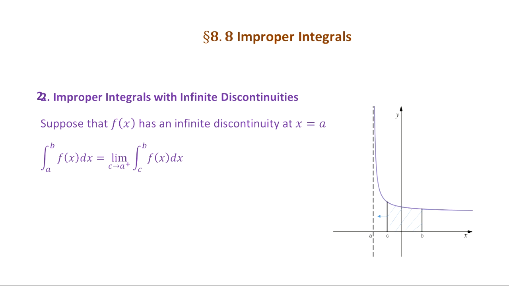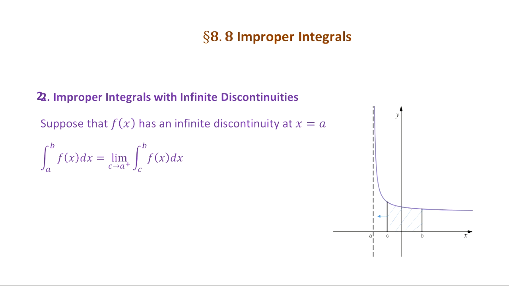And there's another case. This time the function has an infinite discontinuity at x equal to a instead of b. This time we've got the vertical asymptote of the function on the left side. So we want to find the area under the curve of the function from a to b again, and a is a vertical asymptote for the function.